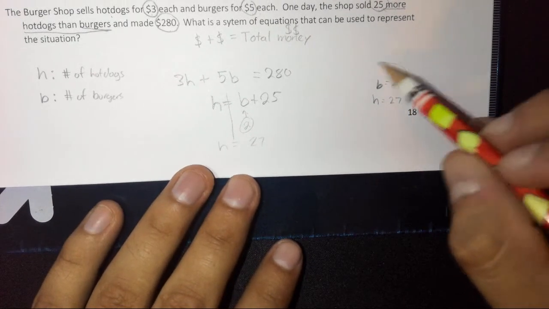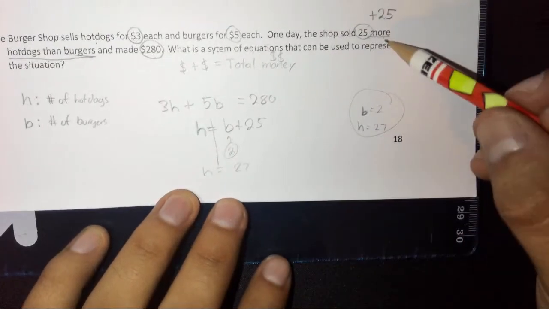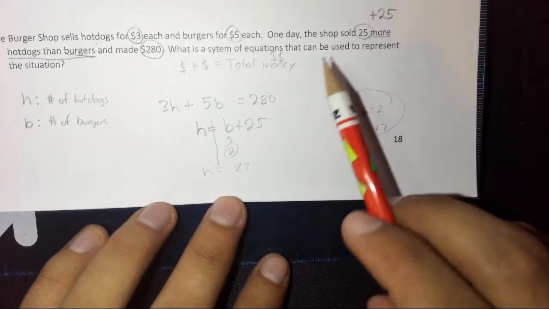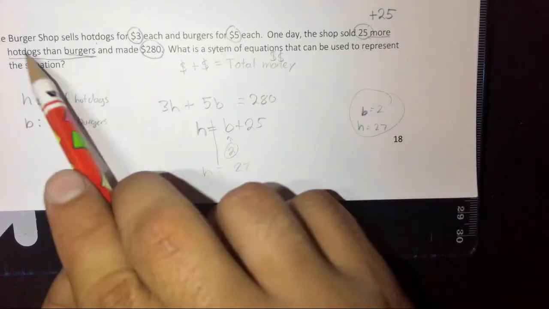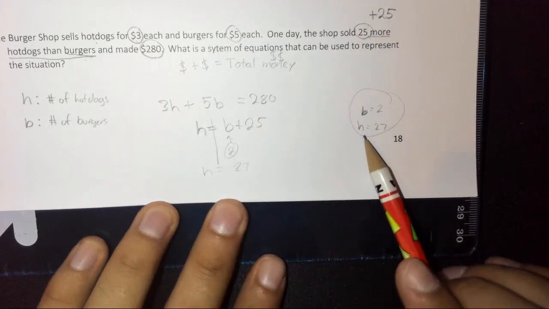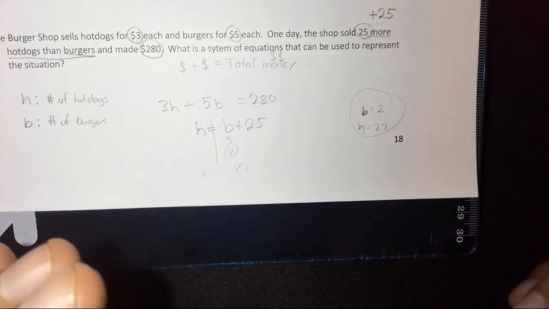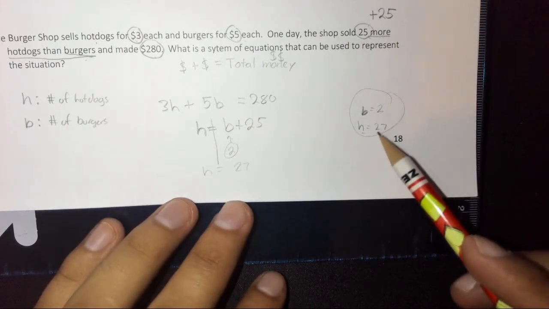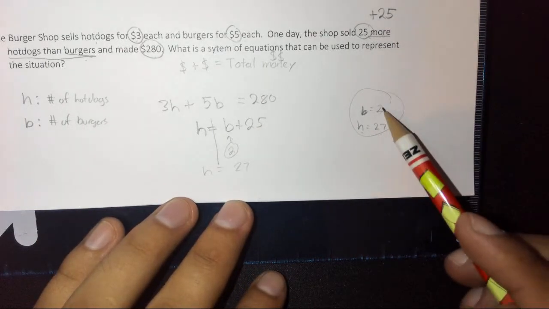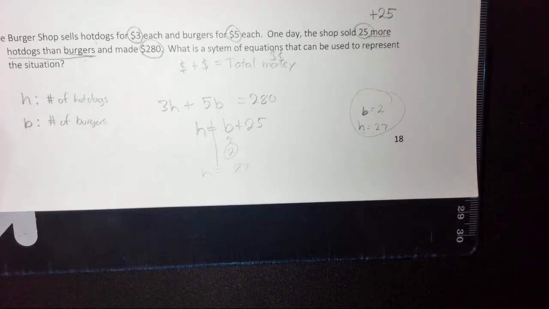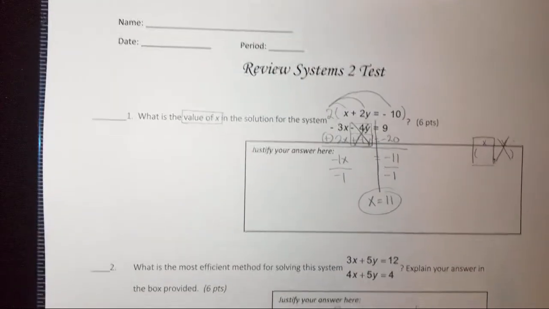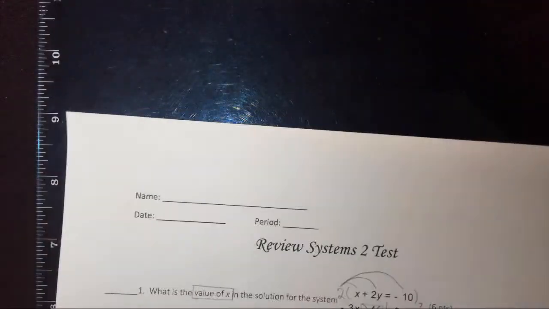Now we just go back up with the two numbers that we just got from our equation. We go back up and check to see if this makes sense. So it says the shop sold 25 more hot dogs than they did burgers. I would agree with that statement. My hot dogs are 27, my burgers are 2, sorry. And so the hot dogs are in fact 25 more than the burgers. So that works out. Okay, let's go ahead and flip this over to the back, work number 4.